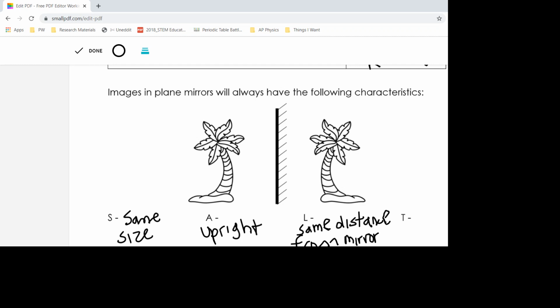as the object is, but it just appears in the mirror. So if you're far away from the mirror, the image in the mirror looks far away from you. And the type of image is virtual.